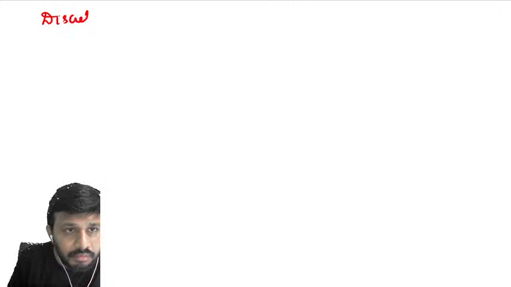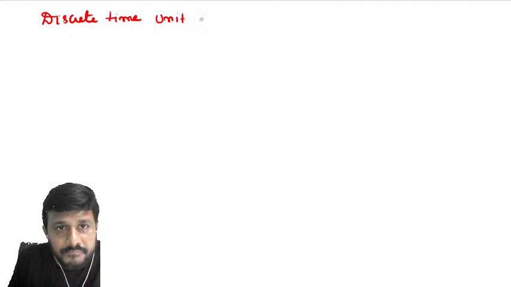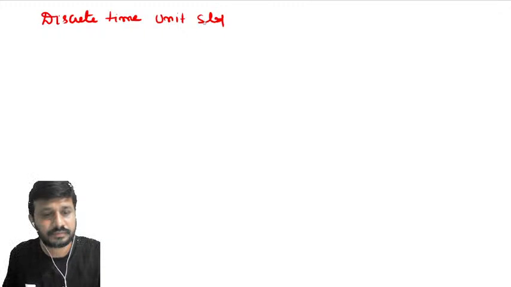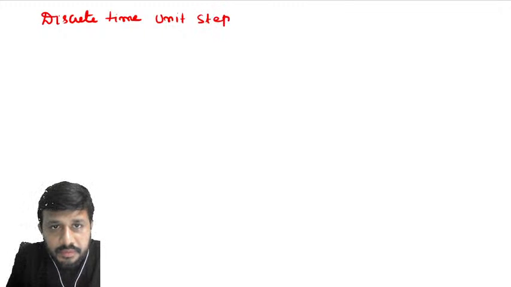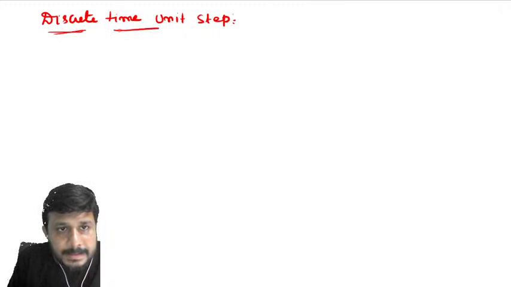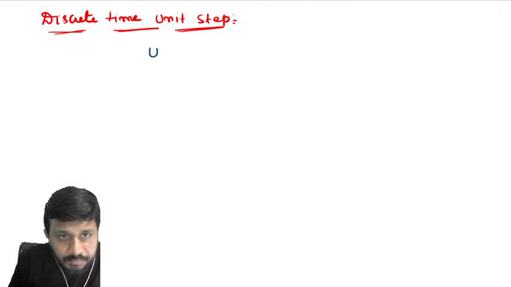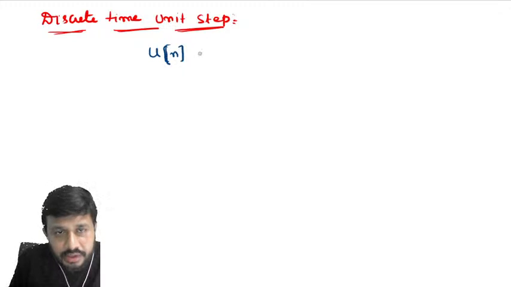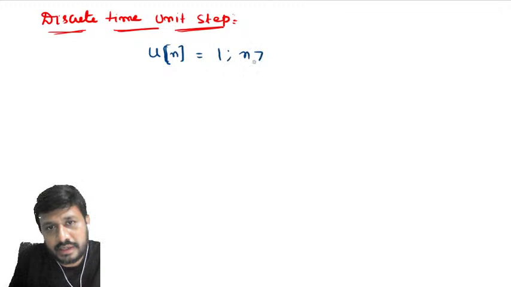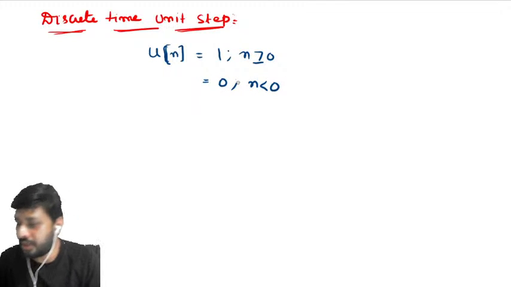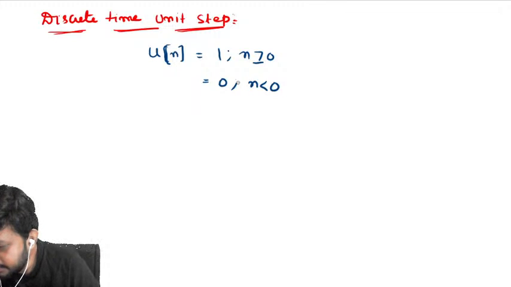Next, the discrete time unit step signal, denoted by u of n, defined as 1 for n greater than or equal to 0 and 0 for n less than 0. Try to draw. Okay, Vignesh, you try to draw this signal.